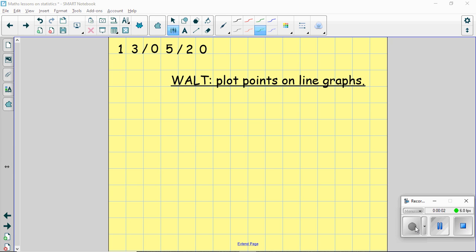6, it's Wednesday and it's time for maths. We are carrying on with our work on statistics this week, and our work for today is we are learning to plot points on line graphs.